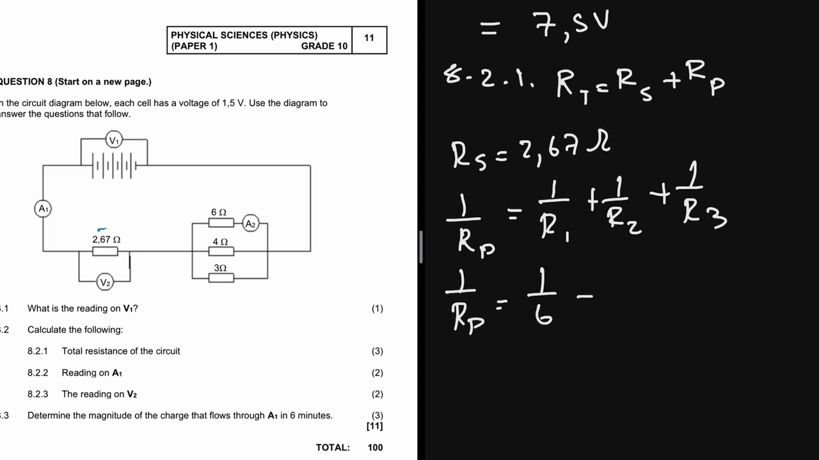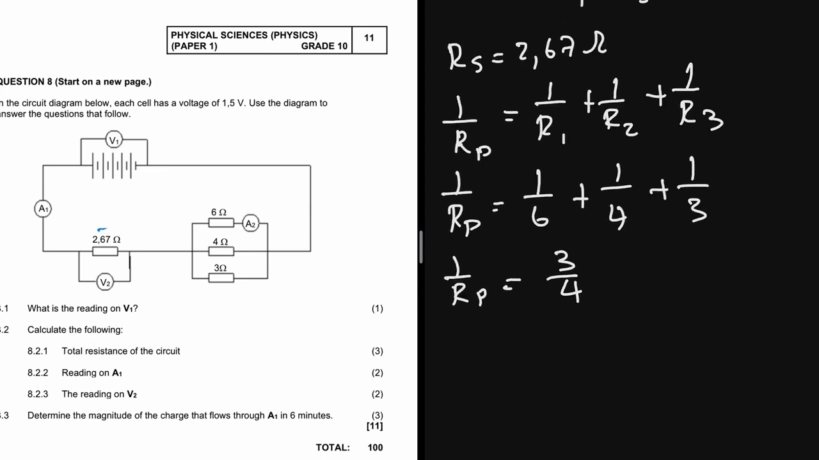1 over 6 plus 1 over 4 plus 1 over 3. So now if we put all this in our calculator, 1 over 6 plus 1 over 4 plus 1 over 3, what we get is 3 over 4. But now remember, this is not the R parallel. So we just have to do the reciprocal. So that means this will move to the top, that will move to the bottom. So now we're going to have the R parallel being equivalent to how much? To 4 over 3 ohms. So that is our R parallel.